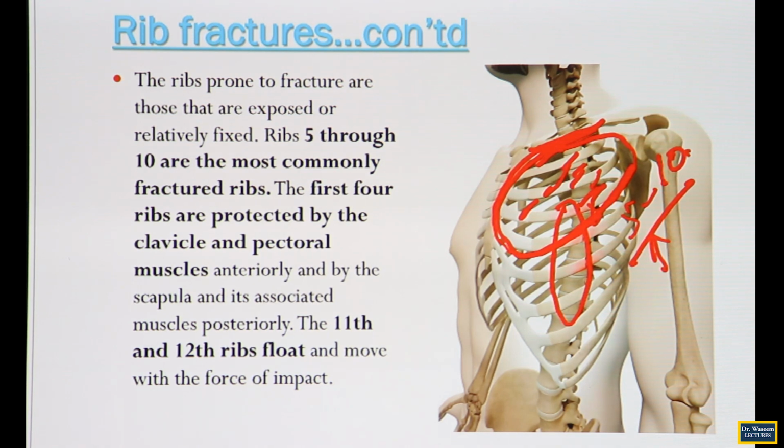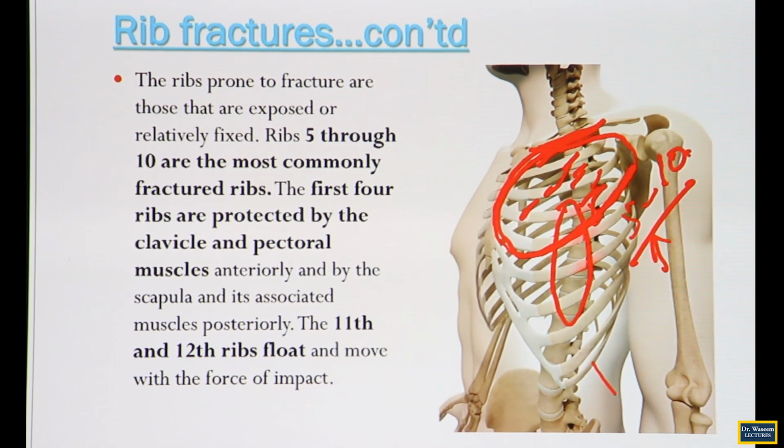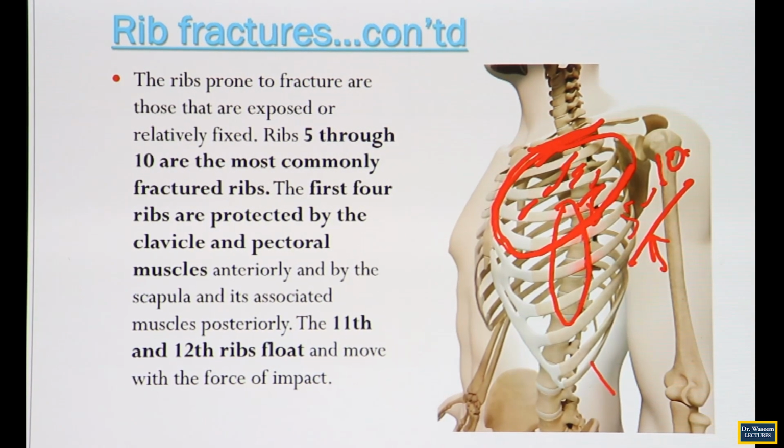And even the 11th and 12th ribs, because they are the floating ribs, move with the force of the impact, so usually they are also saved, because they are flexible and movable, because they do not have a joint anteriorly with the sternum. That is why with the force impact they move. So, because of this flexibility they survive.